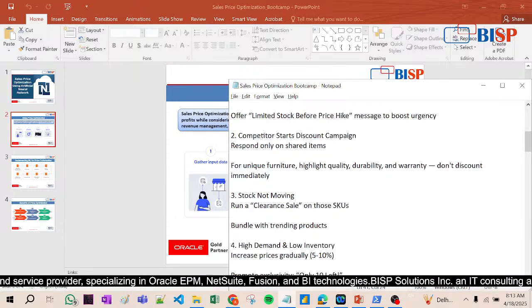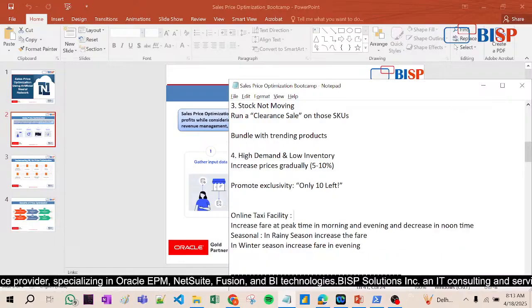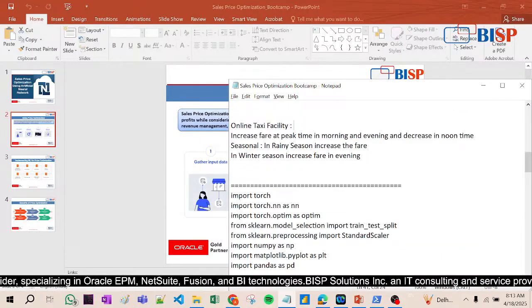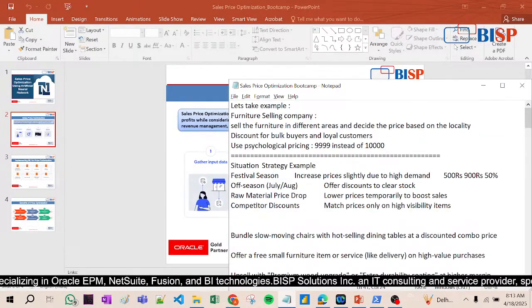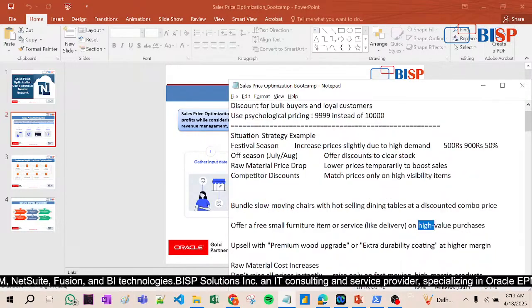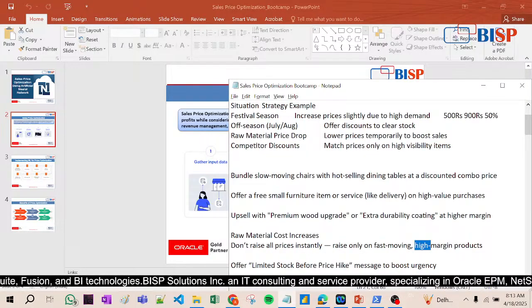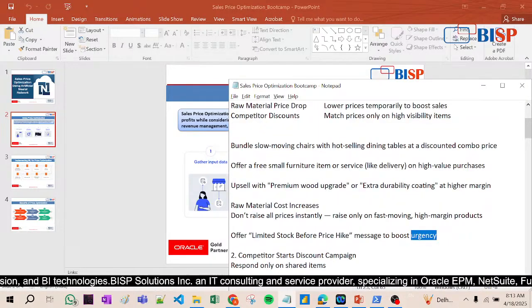Okay, so let me show you one more thing. Increase noon time, PyTorch. Clear stock, dining table discount, high value, extra durability, high margin, message.